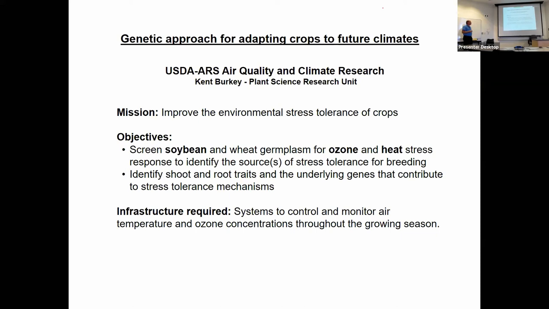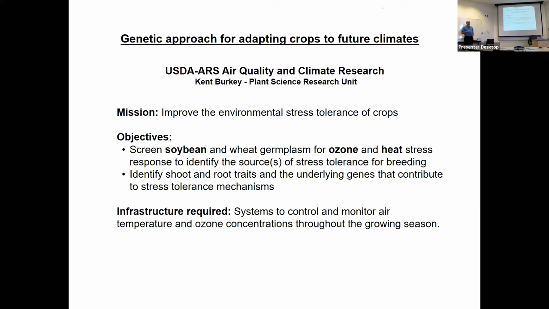We have appropriated funds from Congress that come to our project every year. Our mission is to improve the environmental stress tolerance of crops. In our current five-year plan, we're looking at soybeans and wheat in terms of ozone and heat as the two stress factors. Today I'm just going to focus on soybean because we've made a little more headway on that than in wheat, but we certainly have some progress in wheat as well.